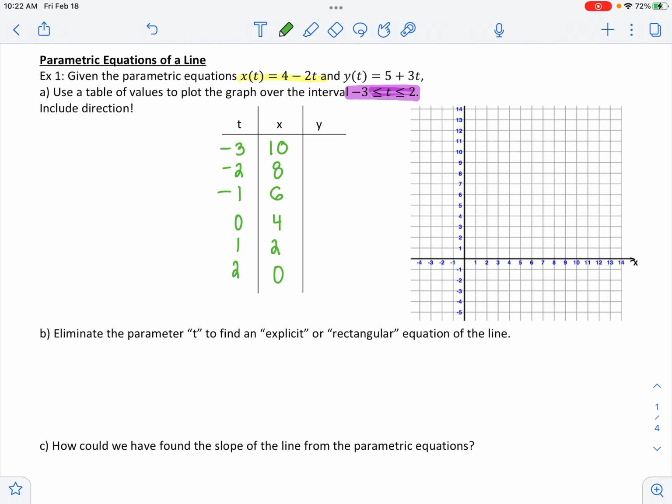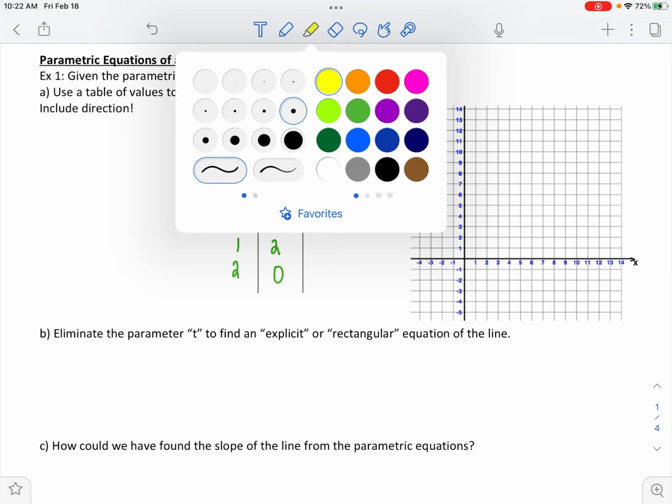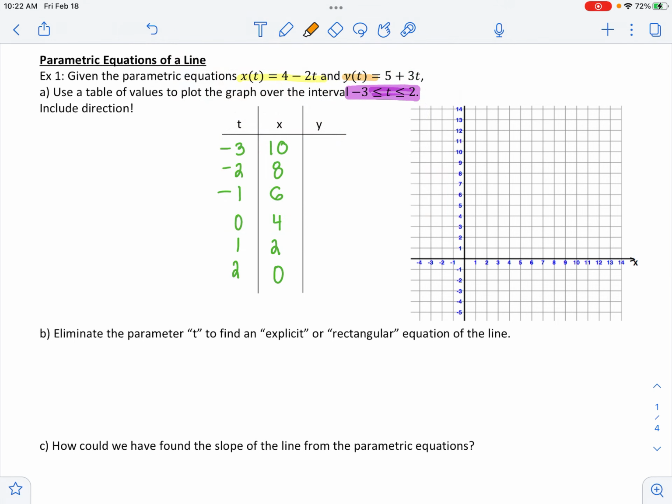Okay, so now we are going to do the same thing for our y equation, plugging in -3, -2, -1 into that equation. We'll start by plugging in -3. Remember, we're plugging in this t value, not that x value that's next to it. So plugging in -3, I get 5 plus -9, which is -4. Plug in -2, and I get 5 plus -6, which is -1.